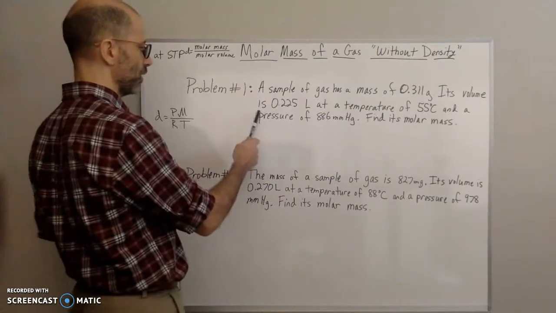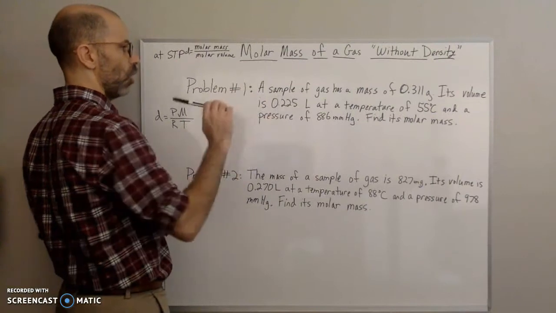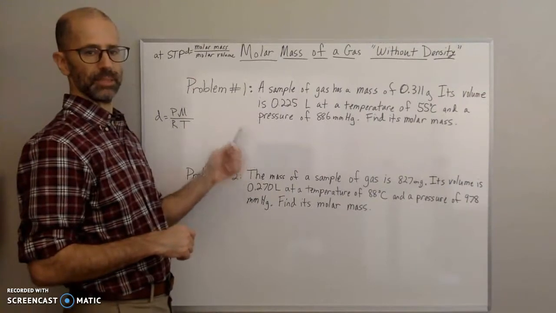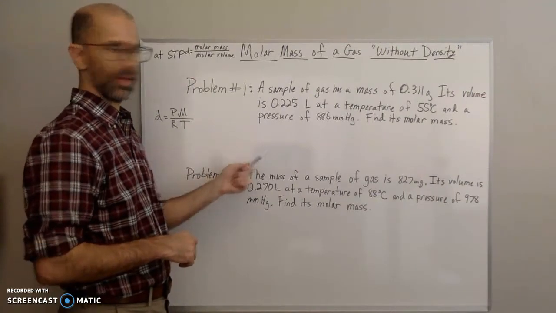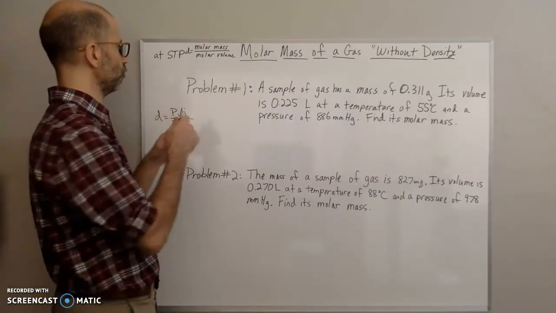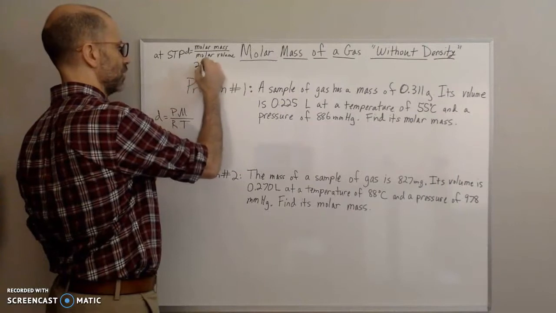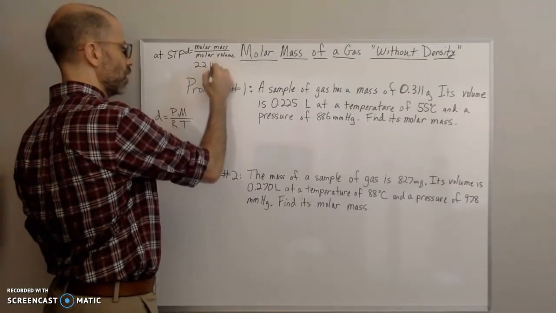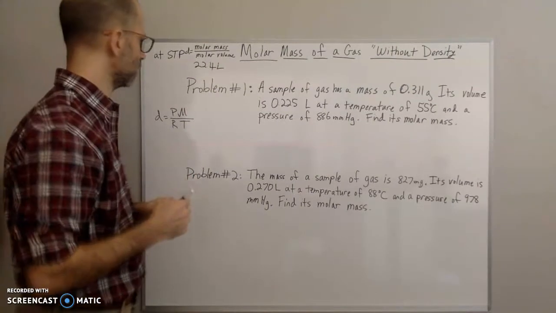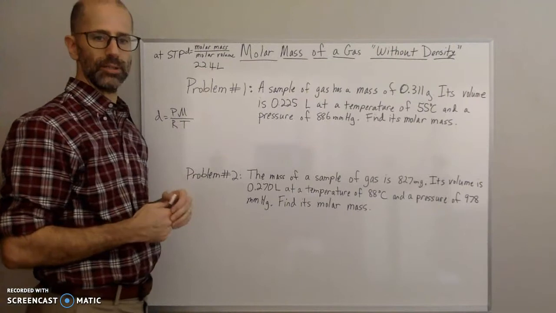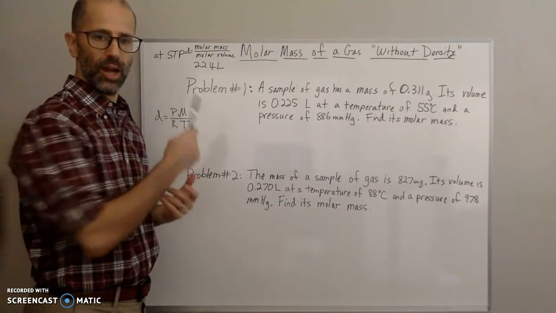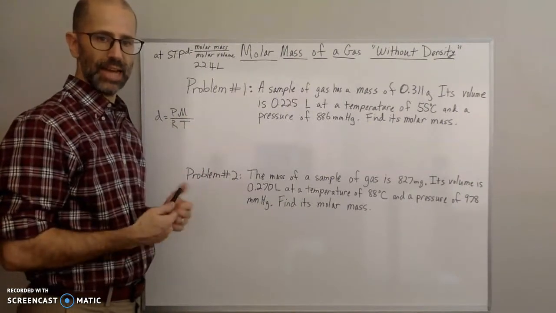So in this problem, we have a sample of a gas. The first thing we should always do is check to make sure we're not at STP, because if we're at STP, then all we need to use is that density is equal to molar mass over molar volume, and the molar volume at STP is 22.4 liters per mole. So 1 mole of gas is equal to 22.4 liters, and you could use that to find the molar mass. That would be a simple way. So check to make sure you're not given STP conditions.